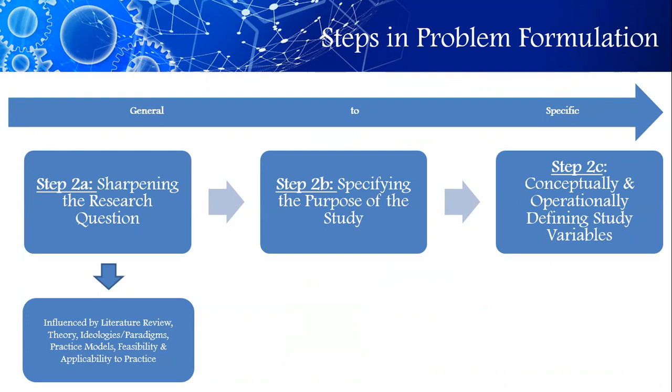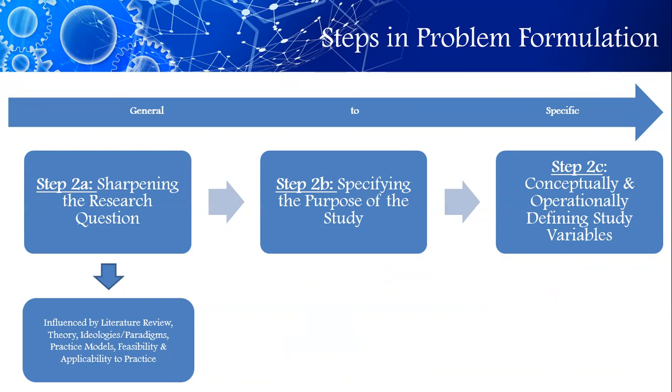And so a few factors that influence sharpening our research question include the current literature on the topic, theory, ideologies and paradigms, practice models, and feasibility and applicability of our question to practice. And so step 2B involves specifying the purpose of our study. So we have to get very clear on what the exact purpose of our study is. And then also step 2C, which involves conceptually and operationally defining study variables.